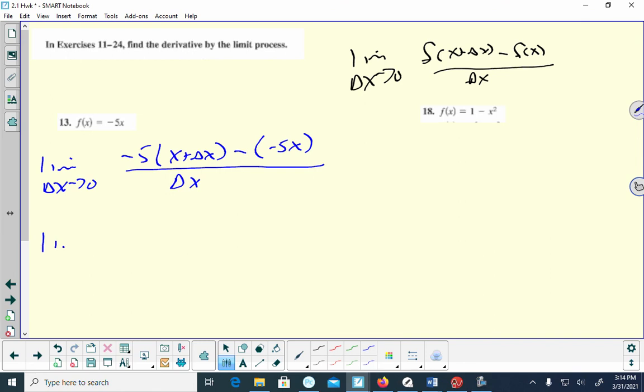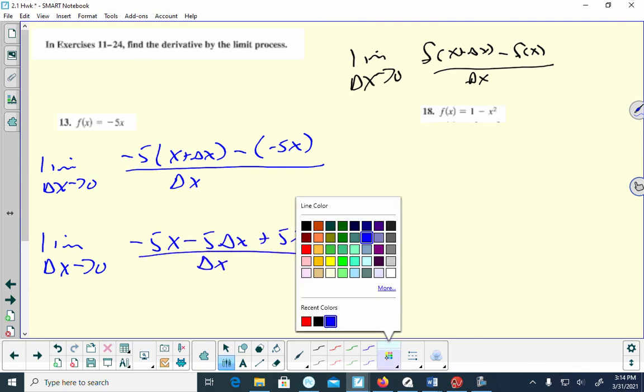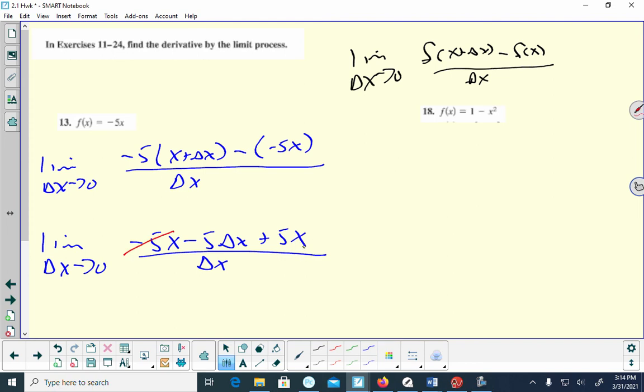So now I'm going to distribute my negative 5, and get negative 5x minus 5 delta x plus 5x, all over delta x. The negative 5x and positive 5x will equal 0. The delta x's will simplify. There's no need to substitute in 0. My final answer is just negative 5.